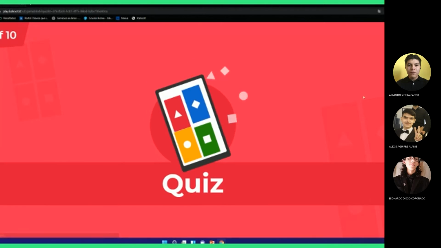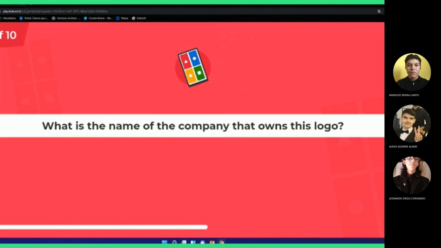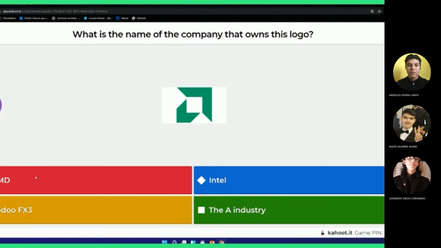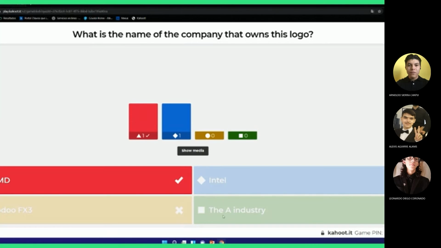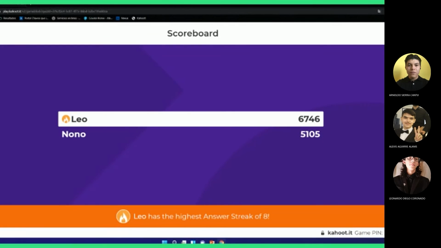Now, what is the name of the company that owns this logo? AMD is option red, option blue Intel, option yellow Voodoo FX3, option green A Industry. The right answer was AMD. The logo is literally the basic form of the angles of the A and the M. Leo is having all the questions very correct so far. Very well done, Leo.